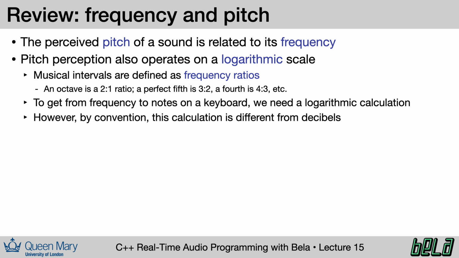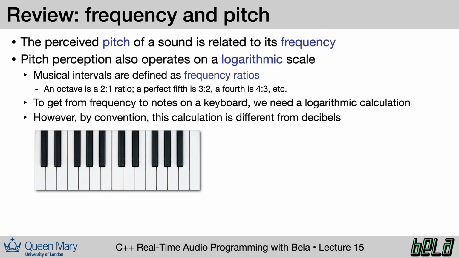To work out how to generate the frequency of a sound based on the note number, let's review an earlier lecture. Remember that human pitch perception is logarithmic, and that musical intervals are defined as ratios of frequencies rather than constant differences between frequency. For example, an octave is always a 2-to-1 ratio of frequency. Therefore, to get from frequency to notes on a keyboard, we need to have a calculation involving a logarithm, or the other way around, to get from keyboard notes to frequency, we're going to need to have an exponential function.